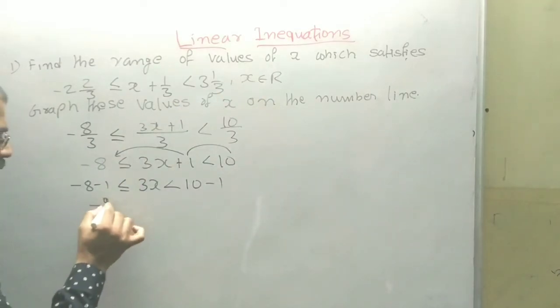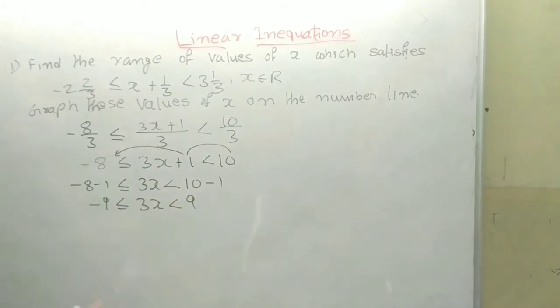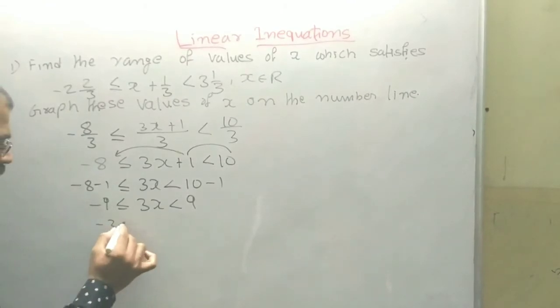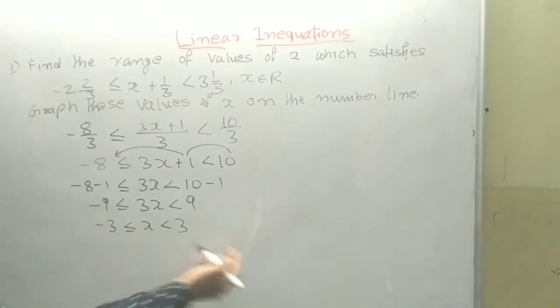Now, minus 9 less than or equal to 3x less than 9. This entire inequation we can divide by 3. Minus 3 less than or equal to x less than 3. This is the solution set.